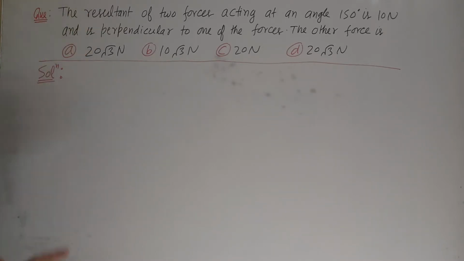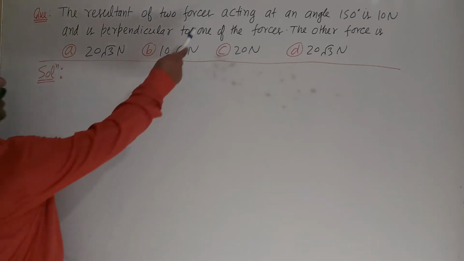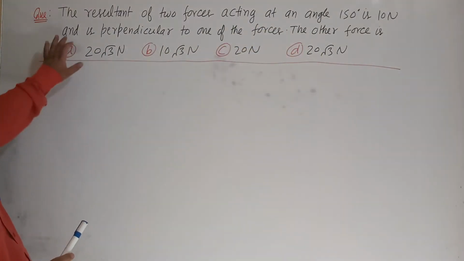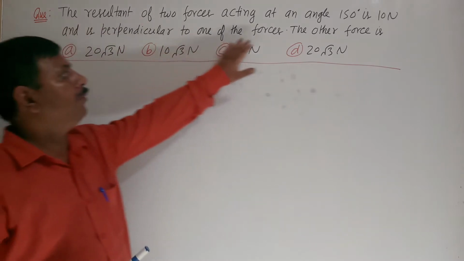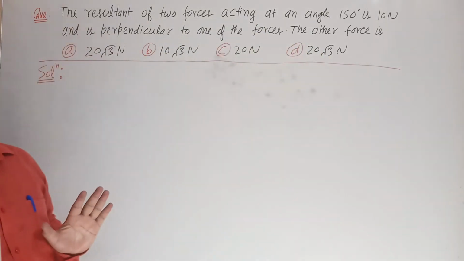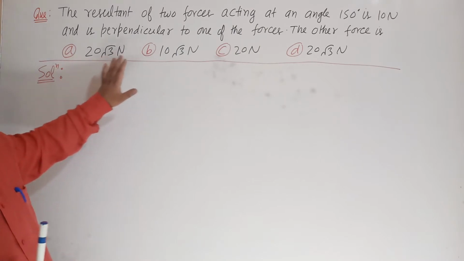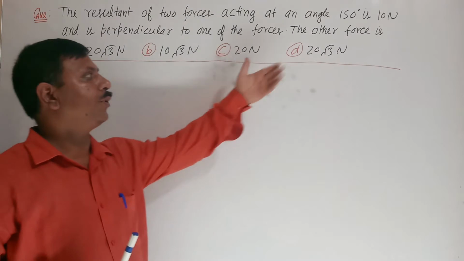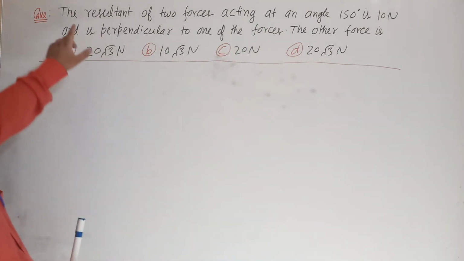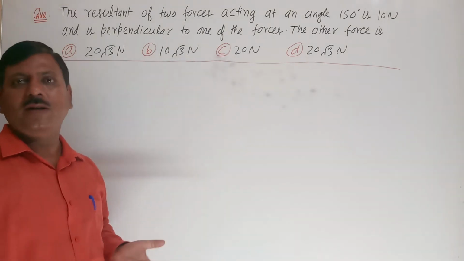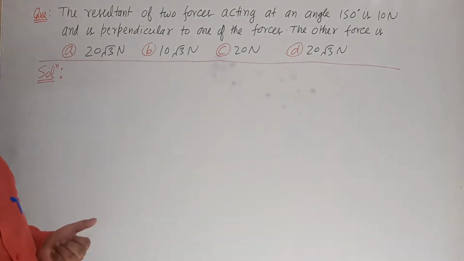The resultant of two forces acting at an angle 150 is 10 Newton and is perpendicular to one of the forces. The other force, they have given four options: 20 root 3, 10 root 3, 20, 20 root 3. Very important problem. That is a very important problem for NET and JEE purpose also.